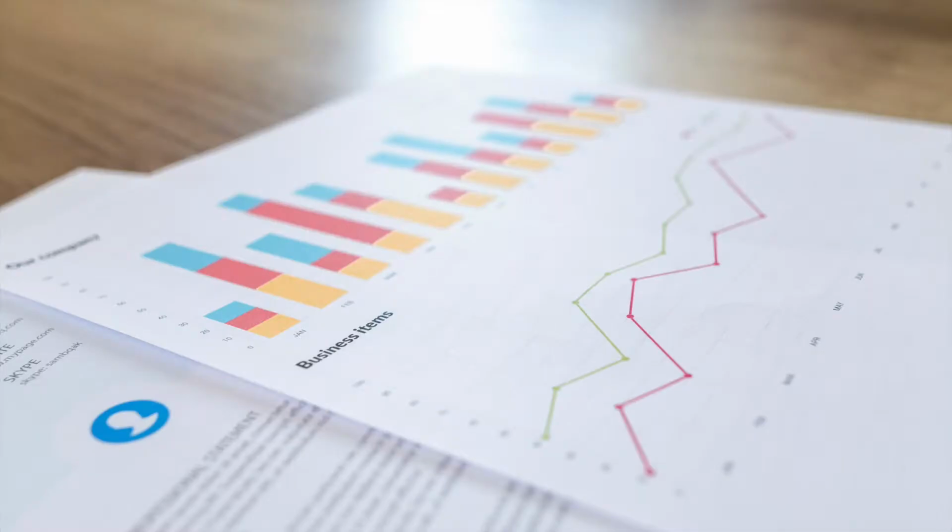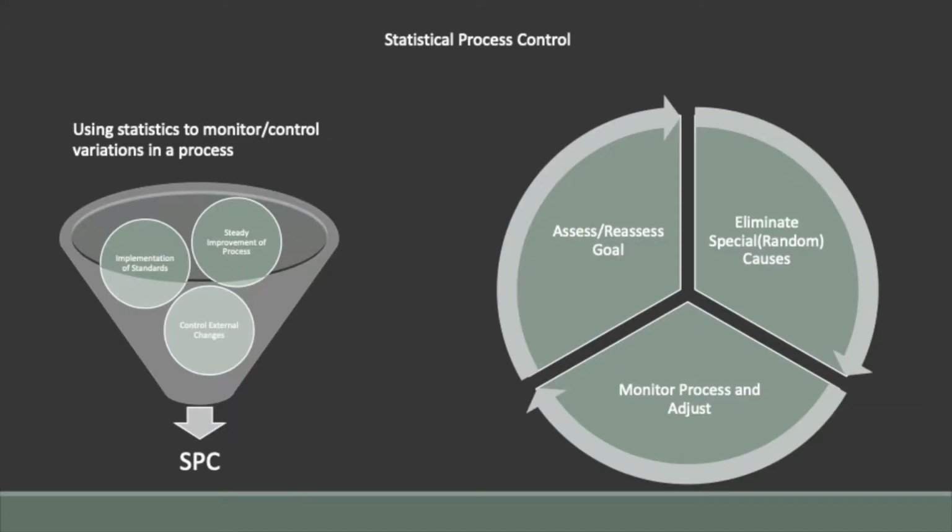This video is about statistical process control, or SPC. SPC can be visualized as a cycle. Each iteration of the cycle begins with assessing or reassessing goals of the process being monitored. Such goals could include a baseline for product quality or a ceiling for how much waste is produced.